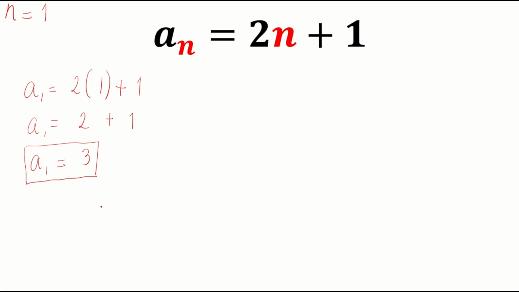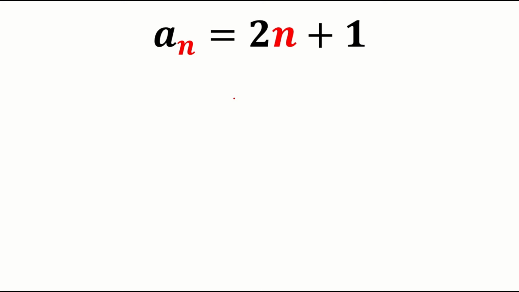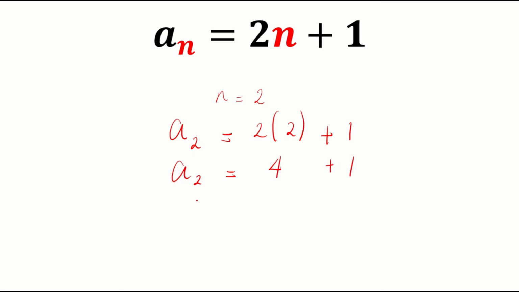Step 2. Find A sub 2. Substitute 2 to n in A sub n equals 2n plus 1. We have A sub 2 equals 2 times 2 plus 1. Because 2 times 2 is 4, we now have A sub 2 equals 4 plus 1. 4 plus 1 is 5. Therefore, A sub 2 is 5. Or in other words, the second term is 5.